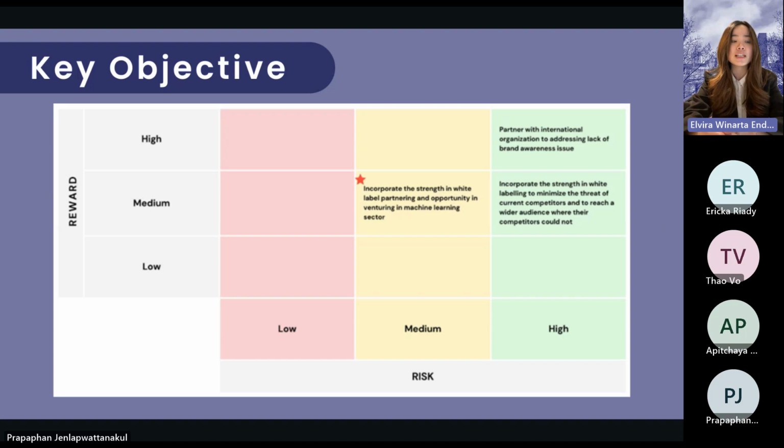And the last strategy is Weakness 1, Opportunity 2, where FastTracker can reduce its weakness of lack of promotion by partnering with international partners for international promotion.